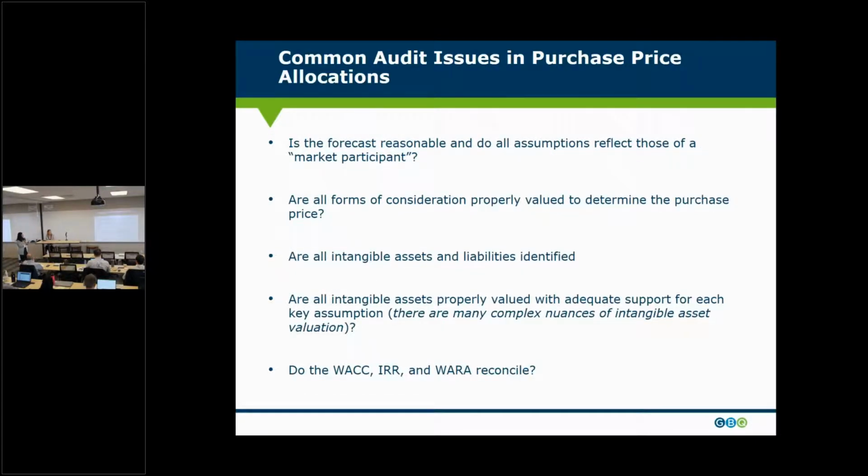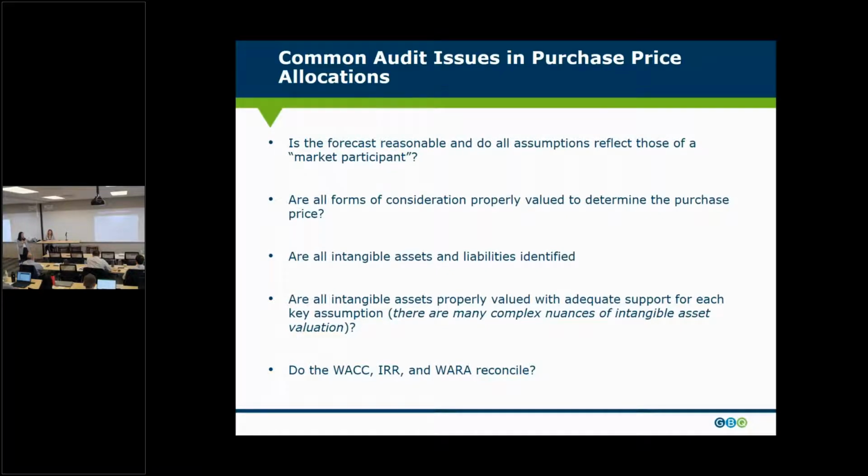So, common audit issues that we've seen here. The first thing to always check is the market participant assumptions. Is there anything that's just buyer specific in the forecast that shouldn't be included? Now, what's the difference between market participant and buyer-specific synergy?